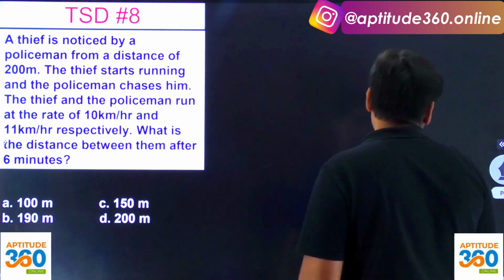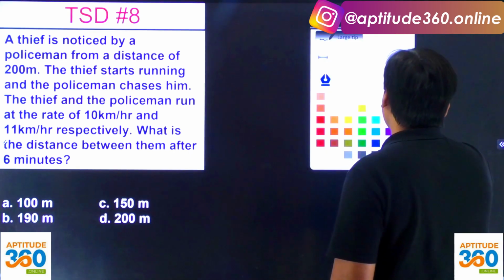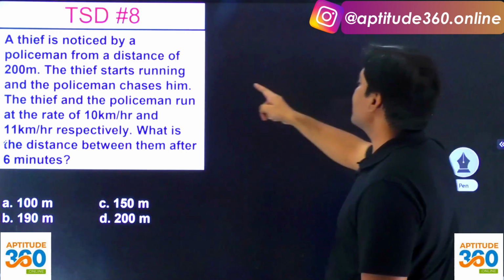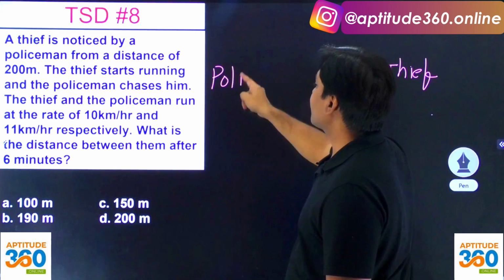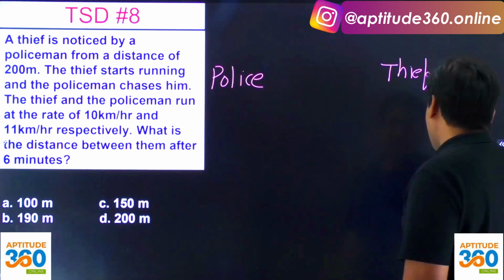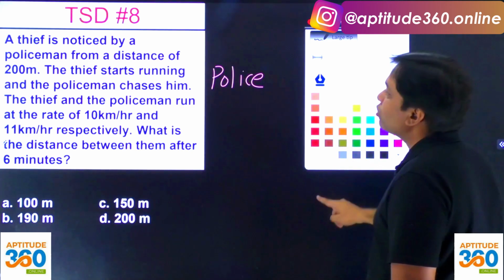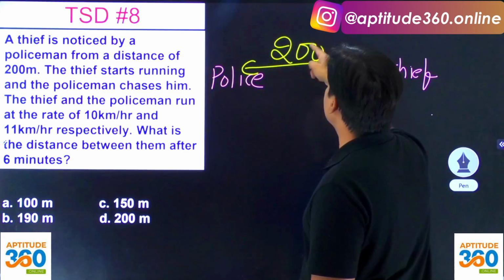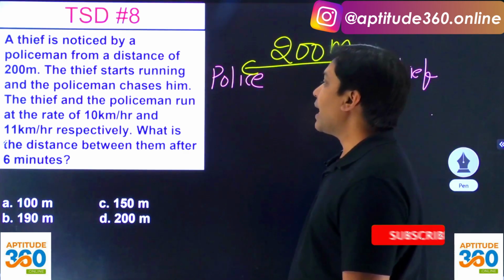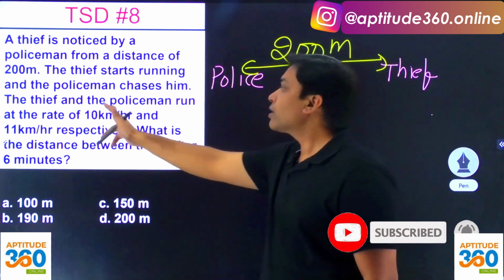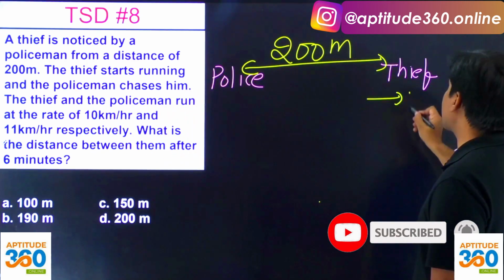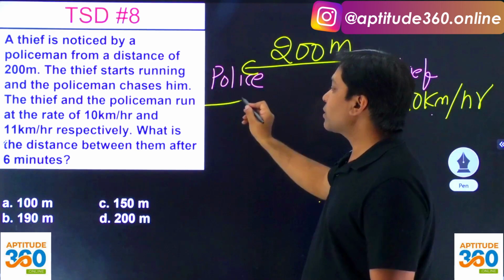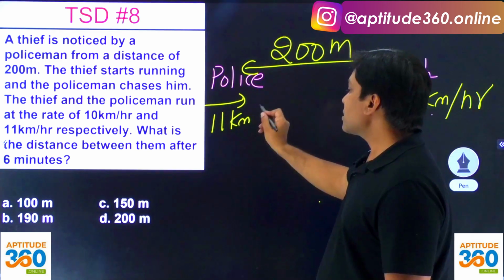The thief starts running. I don't know why the thief ran on seeing the police. Okay, here is the thief and here is the police. And what is the gap between them? When the thief started running, this is 200 meters, right? 200 meters. The thief starts running and the policeman chases him. The speed of the thief is given to you as 10 kilometers per hour. And the speed of the police is given to you as 11 kilometers per hour.